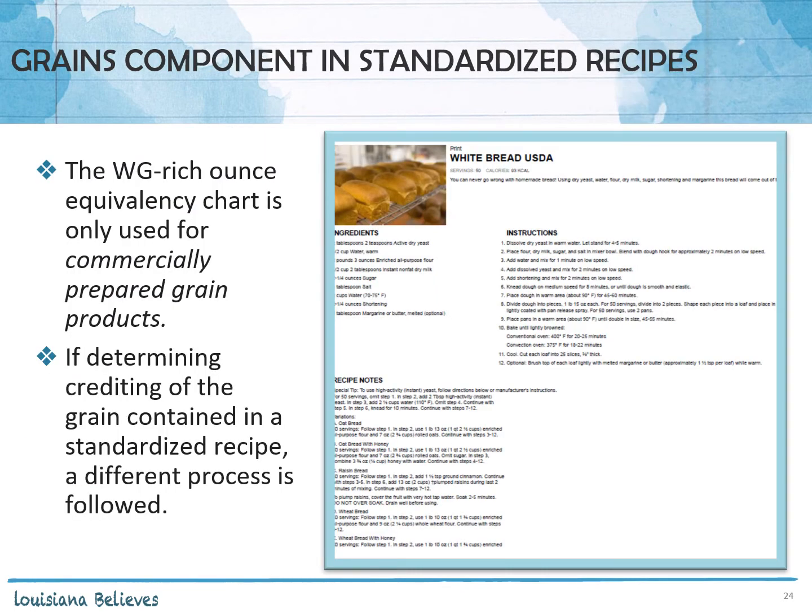The whole grain rich ounce equivalency chart is only used for commercially prepared grain products. If determining crediting for the grain contained in a standardized recipe, a different process is followed. For instance, in a recipe for bread, if the ingredients listed 2 cups of whole wheat flour and 2 cups of enriched flour, the recipe would meet the whole grain rich requirement, assuming there are no other grains in the product.